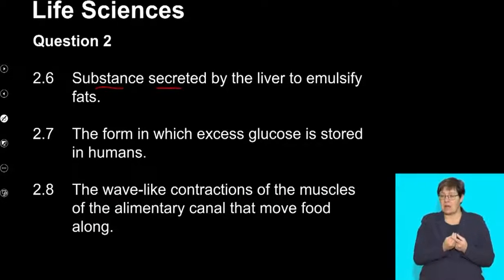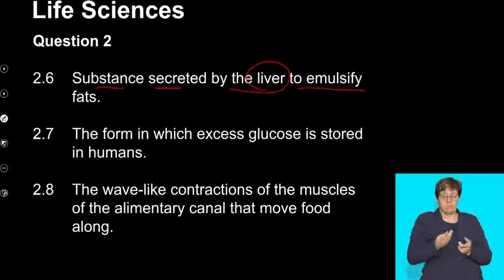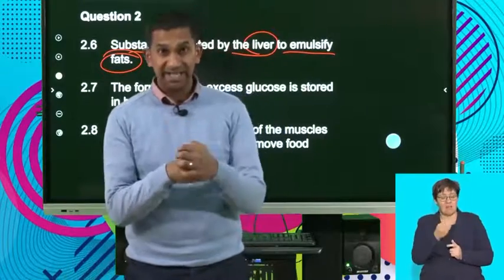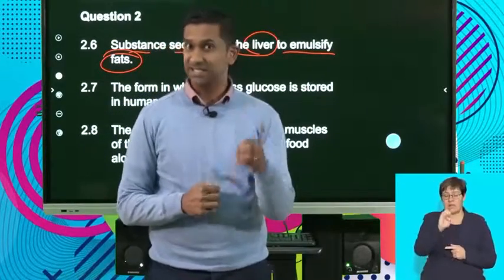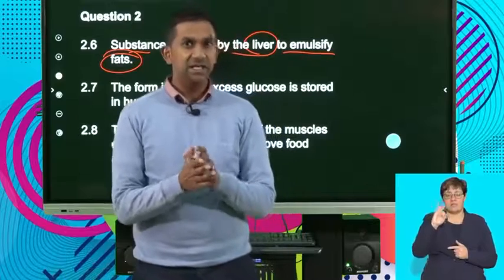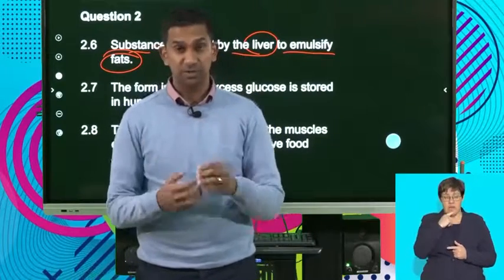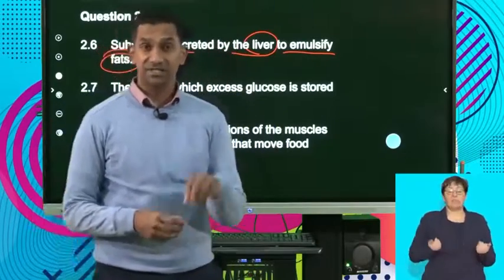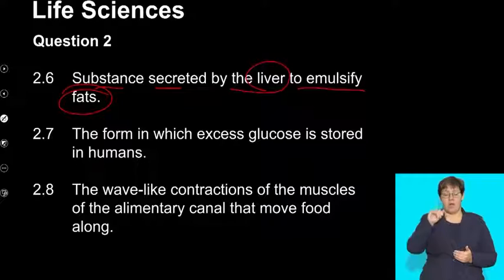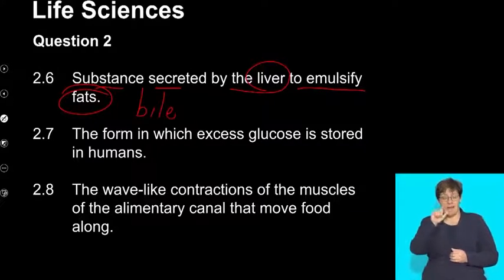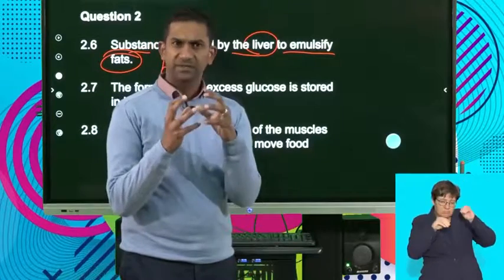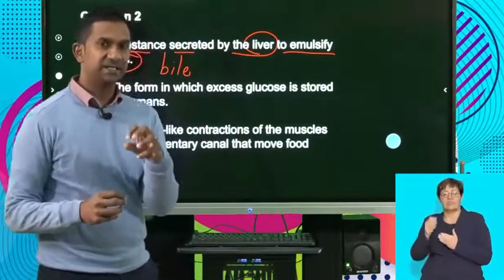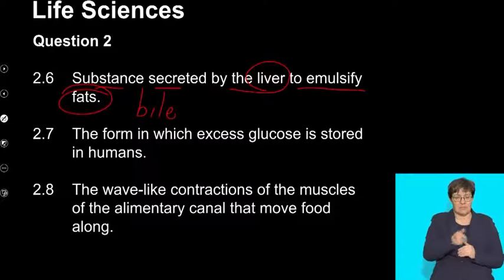Substances secreted by the liver to emulsify fats. So guys, remember that fats are first broken down mechanically by a process called emulsification, which is essentially breaking down the fats into smaller droplets. And to assist that process, we have the liver that produces bile. So the bile is that bile salt that is released that helps to break down the larger fat molecules into smaller molecules, which then undergo the enzymatic digestion process.